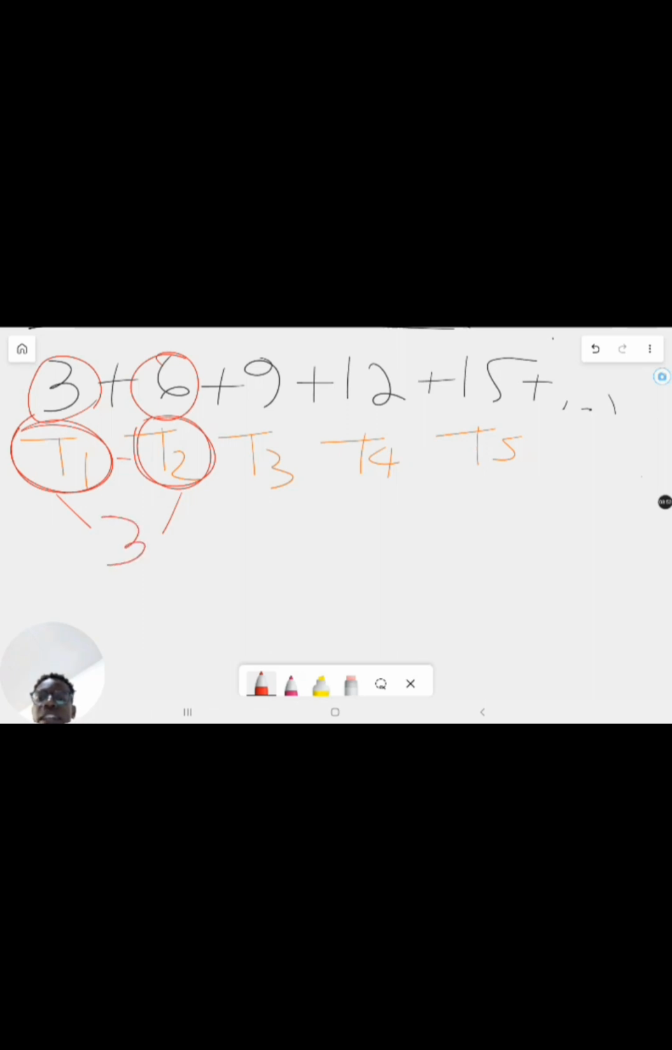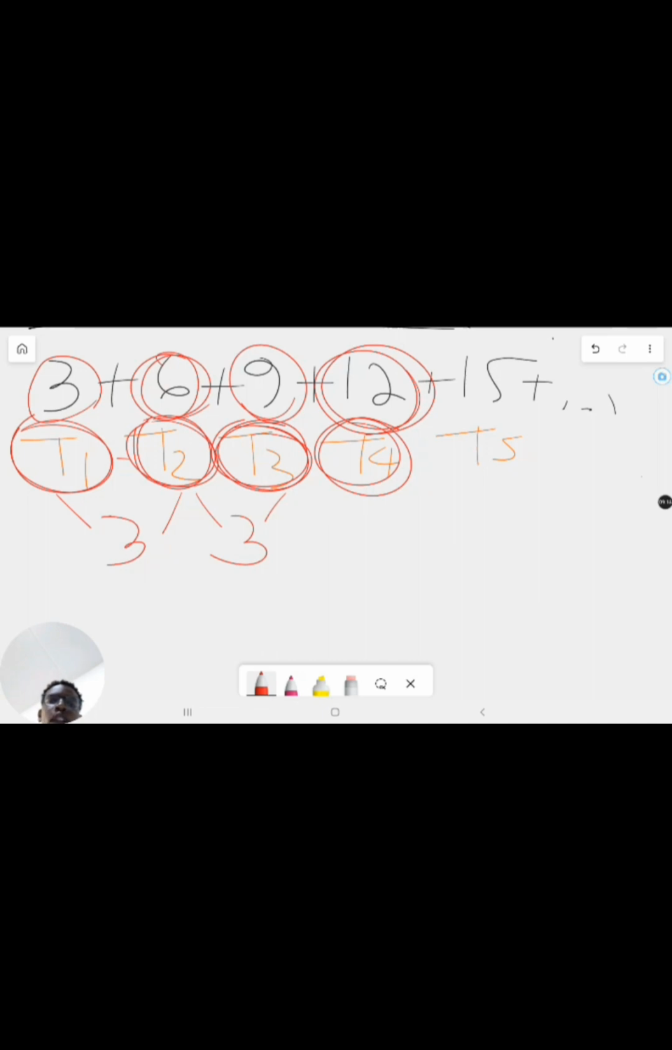So 6 minus 3 is 3. And what is T3 minus T2? T3 is 9, T2 is 6. 9 minus 6 is 3. And then what is T4 minus T3? Well, T4 is 12, T3 is 9. 12 minus 9 is 3. And T5 is 15, and T4 is 12. What is 15 minus 12? That's 3. All these D's are the same.